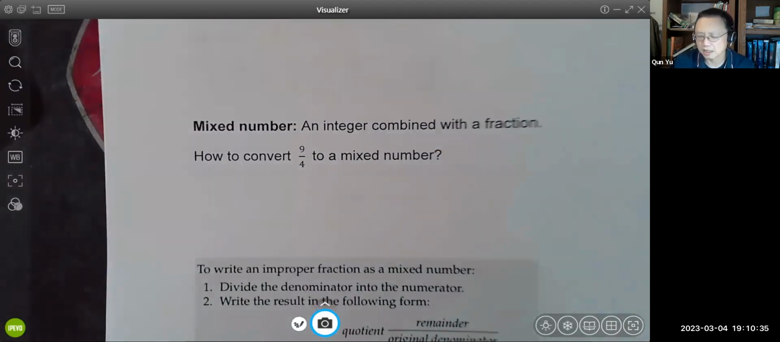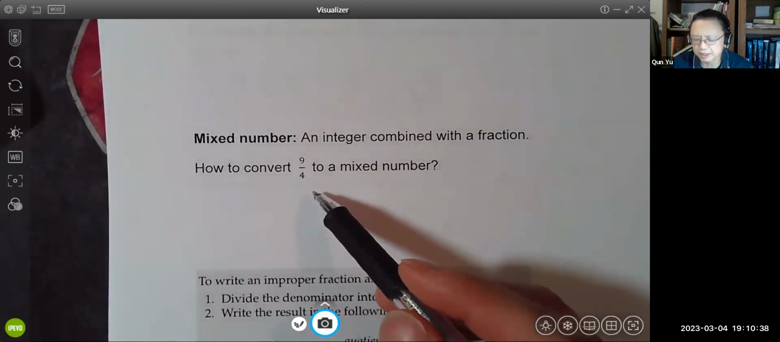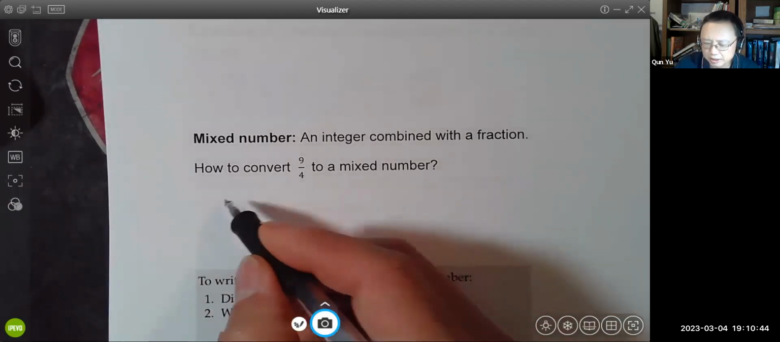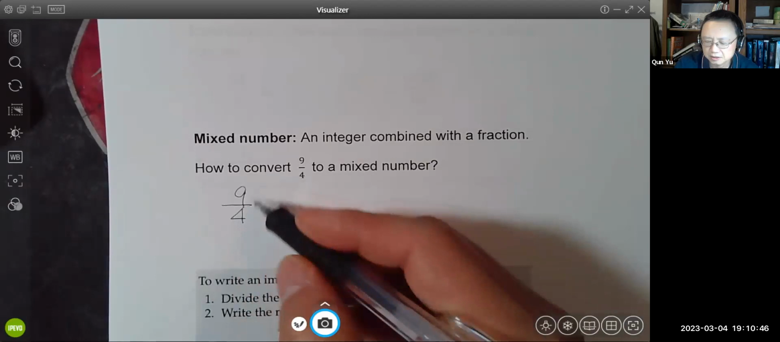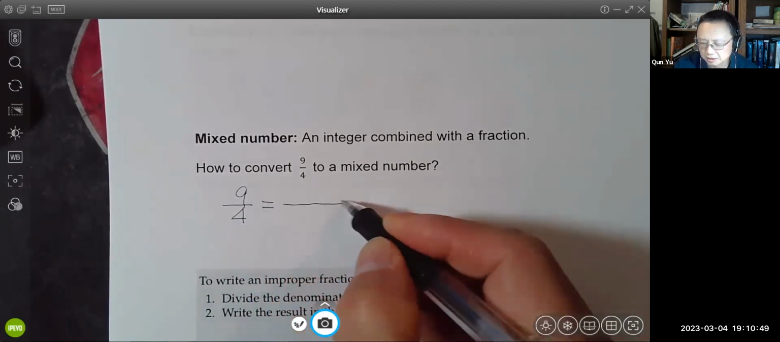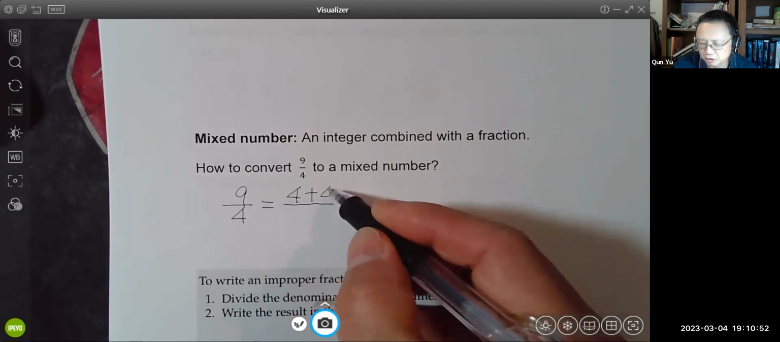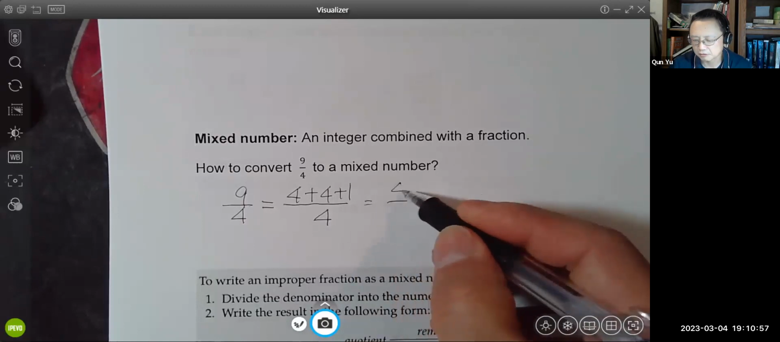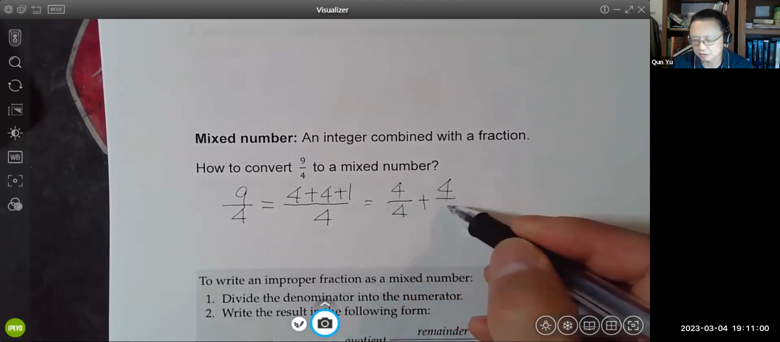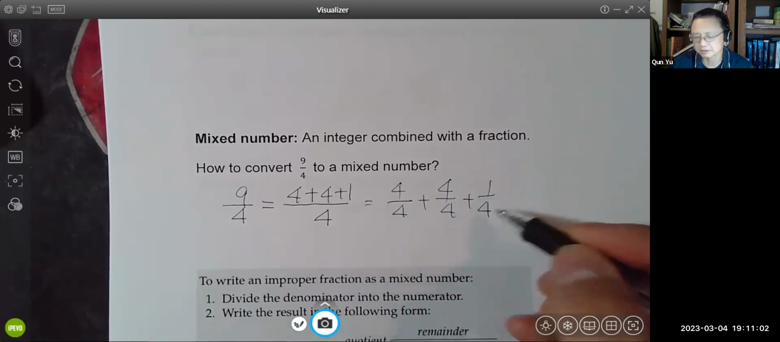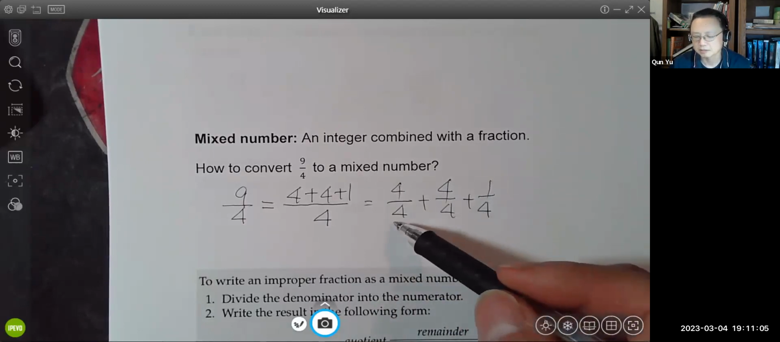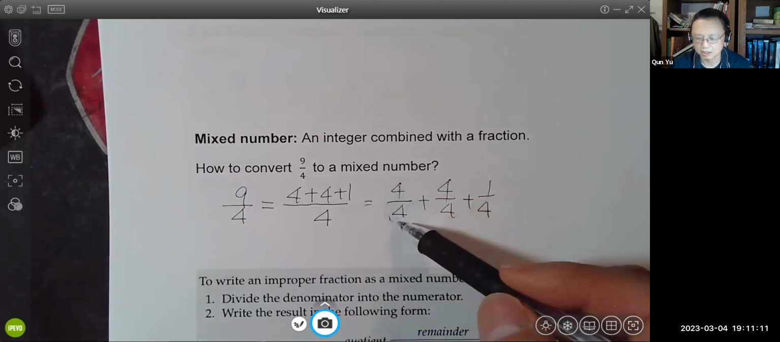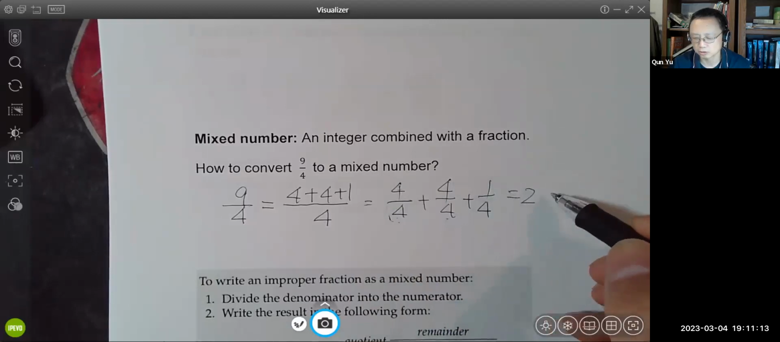Now let's look at how we convert an improper fraction to a mixed number and make sense of it. Okay, now I'm going to rewrite this as 9/4. 9 equals 4 plus 4 plus 1. Is that right, everyone? So basically it is 4 over 4 plus 4 over 4 plus 1 over 4. Remember, the number on the bottom represents the whole thing. You take the whole thing out of the whole thing, you take a whole 1. This is 1, this is 1, this is 1/4. So you get 2 1/4.